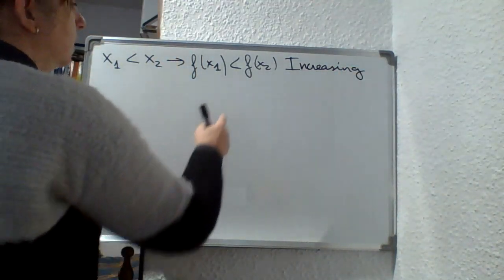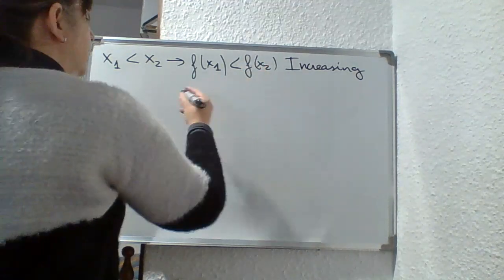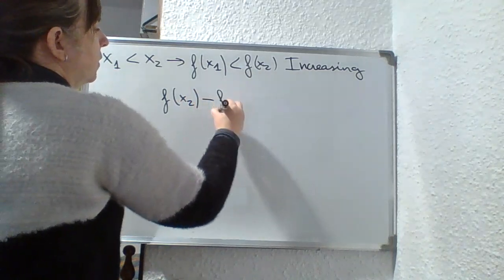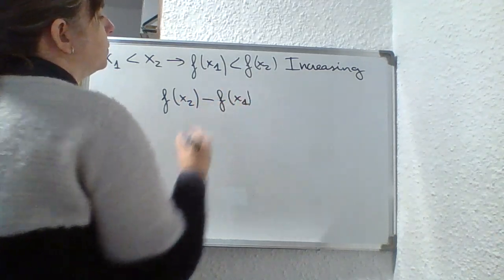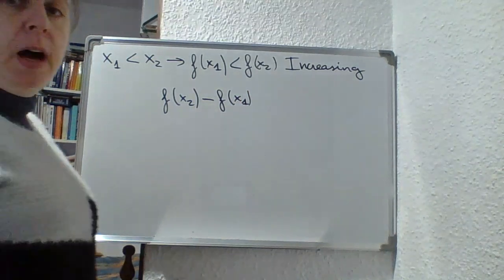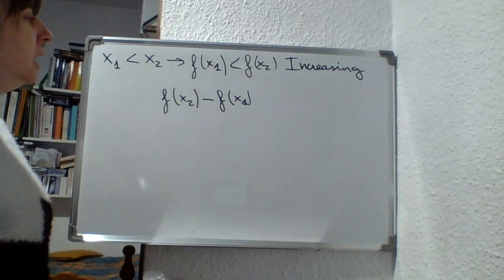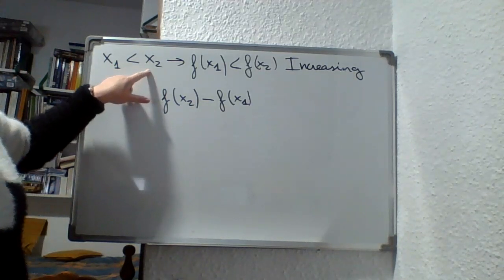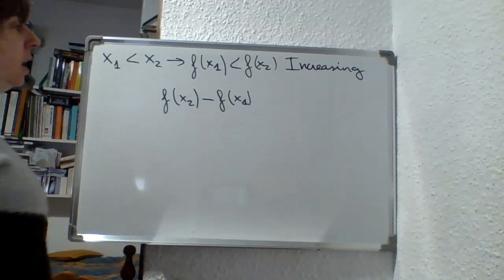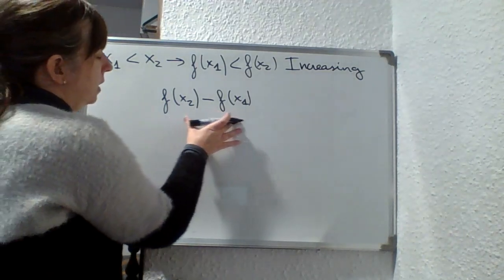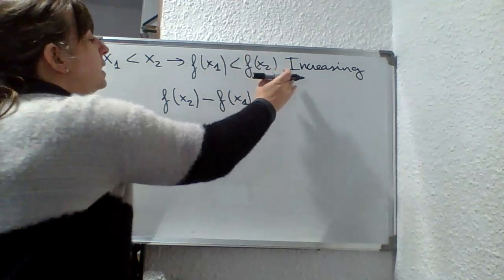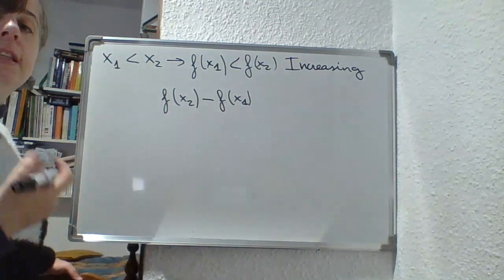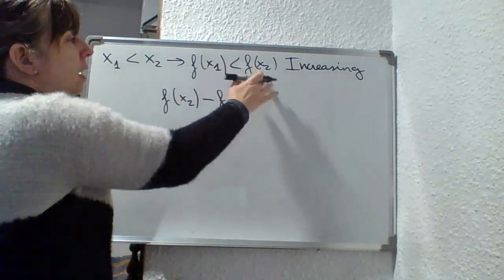According to that, if I subtract the value of the function in x2 minus the value of the function in x1, it should be a positive value. But of course, I should include that the condition is that x1 is smaller than x2. So I can say the function is increasing if this is positive, if x1 and x2 are placed in the appropriate way, in the same order as they are.